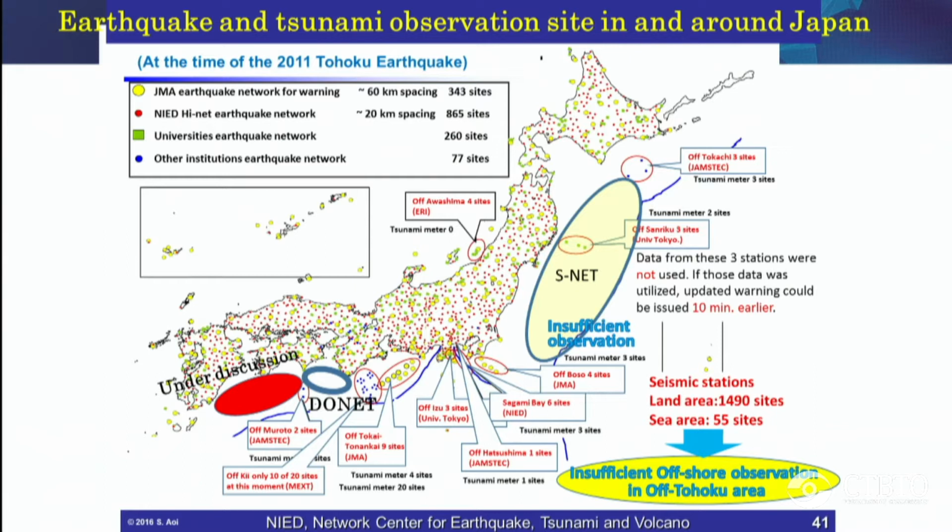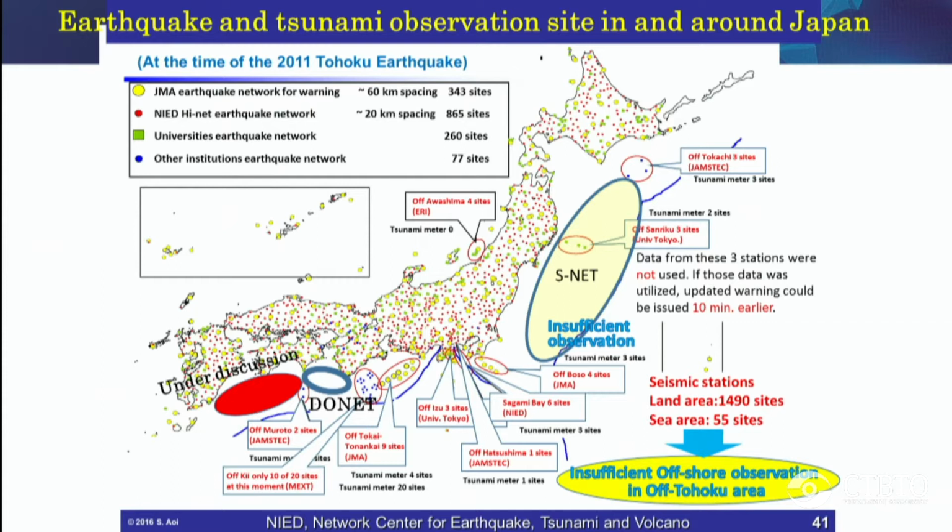DONET is around here. And now we are discussing the next ocean floor network to cover the western part of the Nankai Trough megathrust earthquake seismogenic zone. It's just under discussion in the Japanese government.